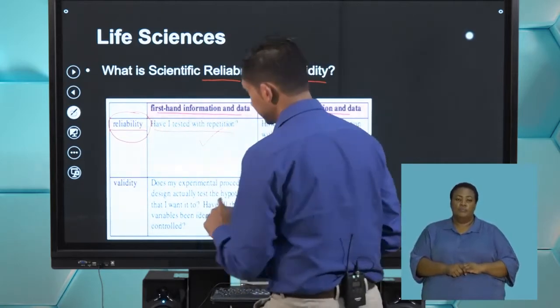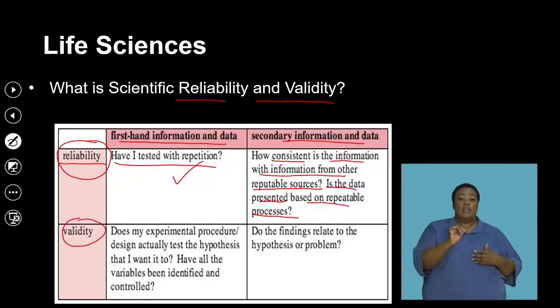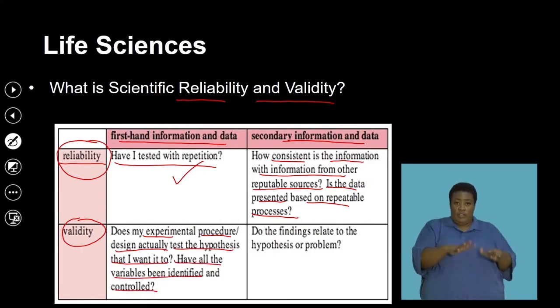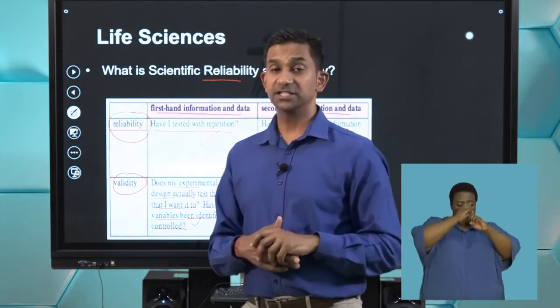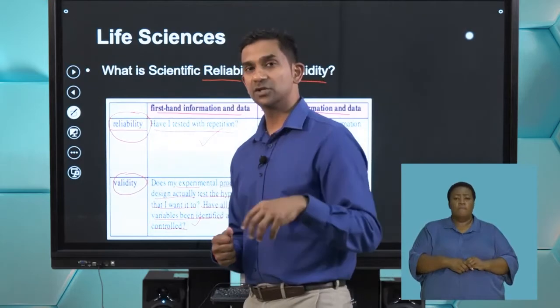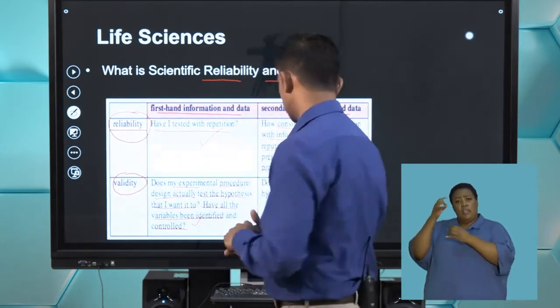Let's look at validity in the context of primary or first-hand information and secondary. Does the experiment procedure design actually test the hypothesis that I wanted to? Have all the variables been identified and controlled? If you answer all these questions correctly, we refer to that as a valid experiment producing valid results. We can also look at validity in the context of secondary information.